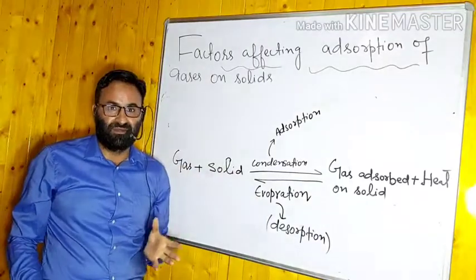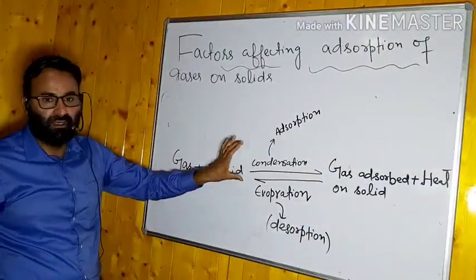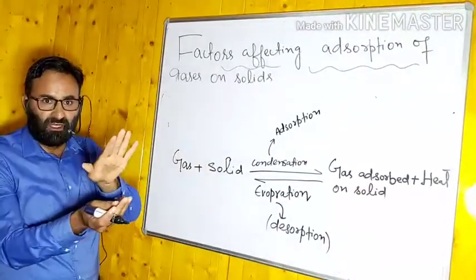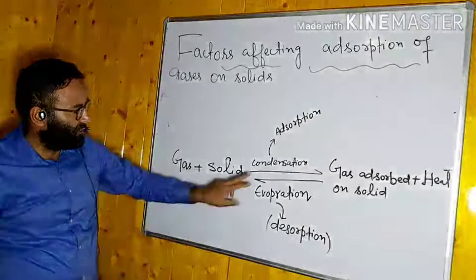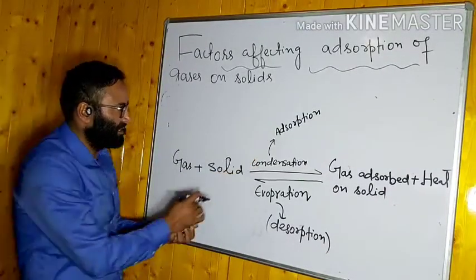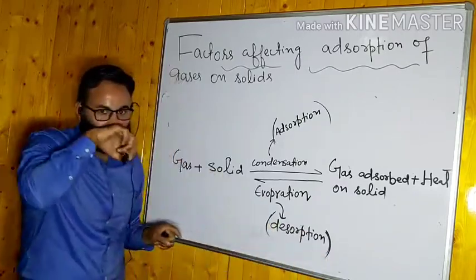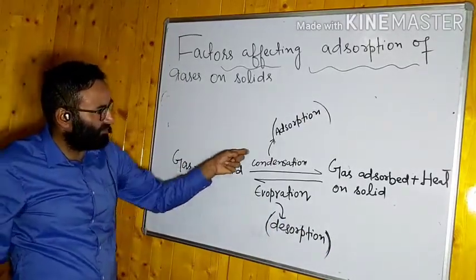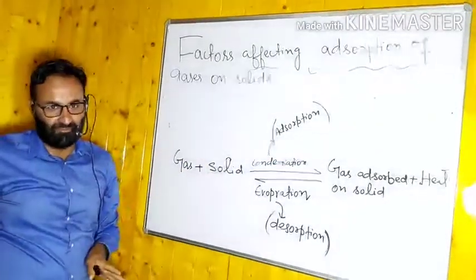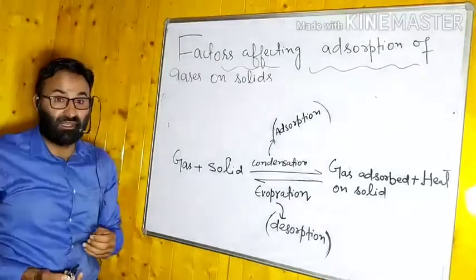Energy is released. You have to first remember this equilibrium. Adsorption involves an equilibrium process and is reversible in nature. The two processes are condensation, that is adsorption, and the second, evaporation, or you can say desorption. The second point you have to mention: the condensation, adsorption process is exothermic in nature. Definitely the backward process, evaporation and desorption, will be endothermic in nature.